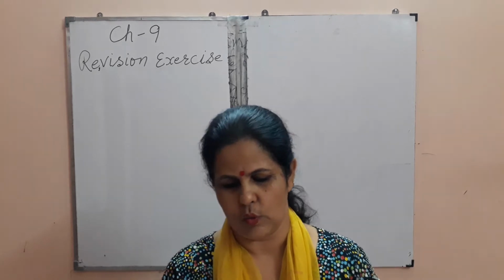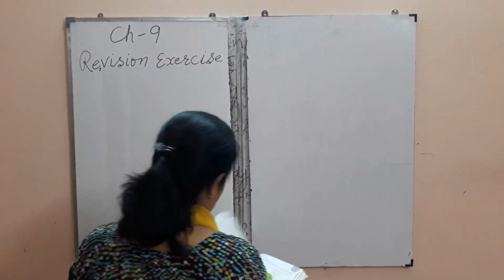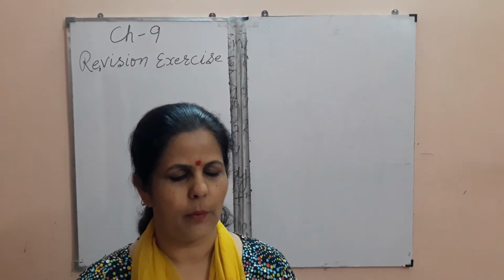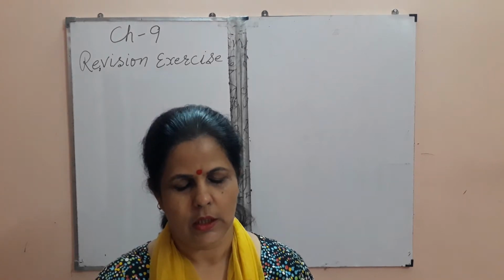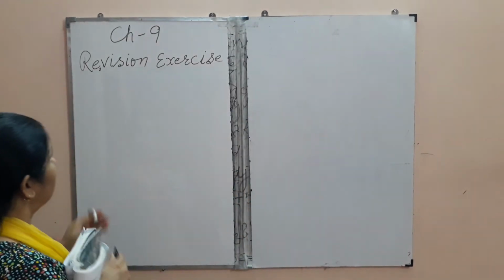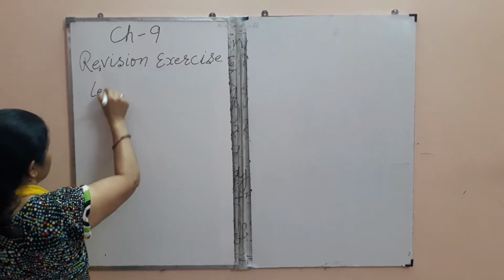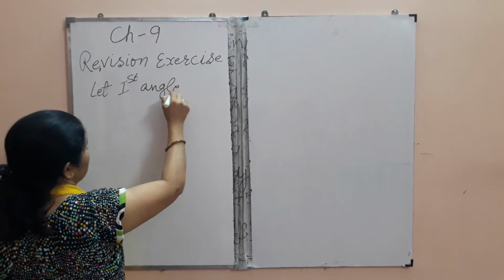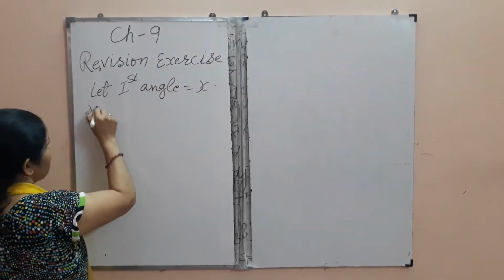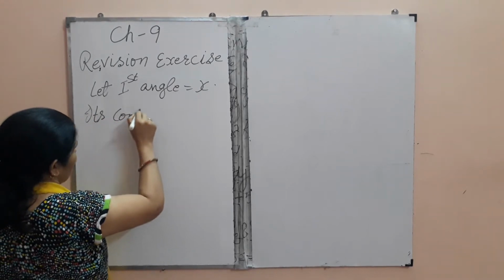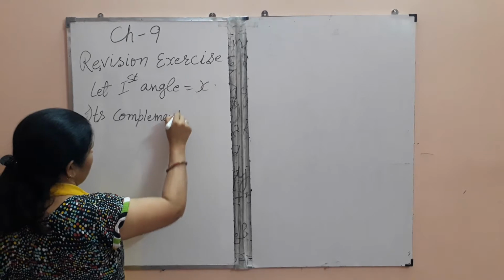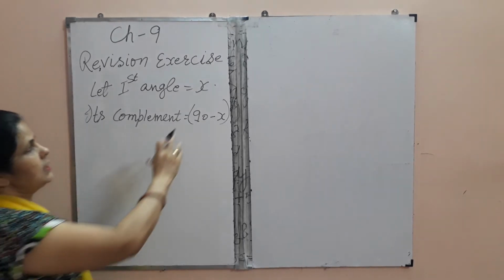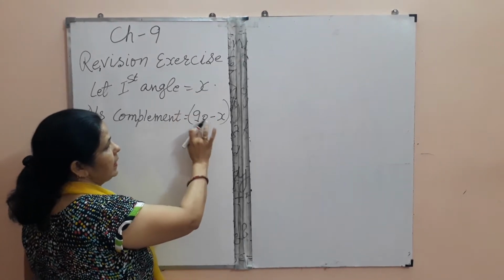Next is question number 2. Question number 2: the difference in the measure of two complementary angles is 20 degree. Find the measure of the angles. First we will write, let first angle be x and its complement will be 90 minus x. So these two are the complementary angles. One is the angle and second is its complement.